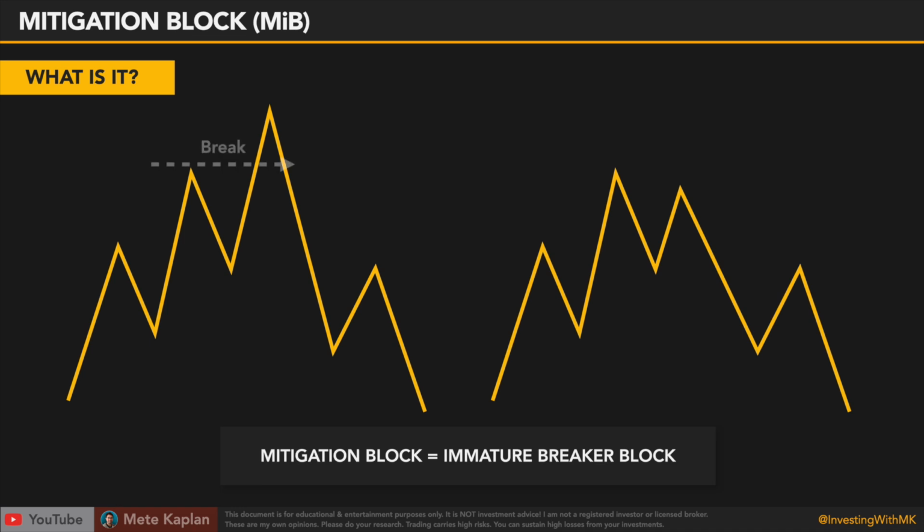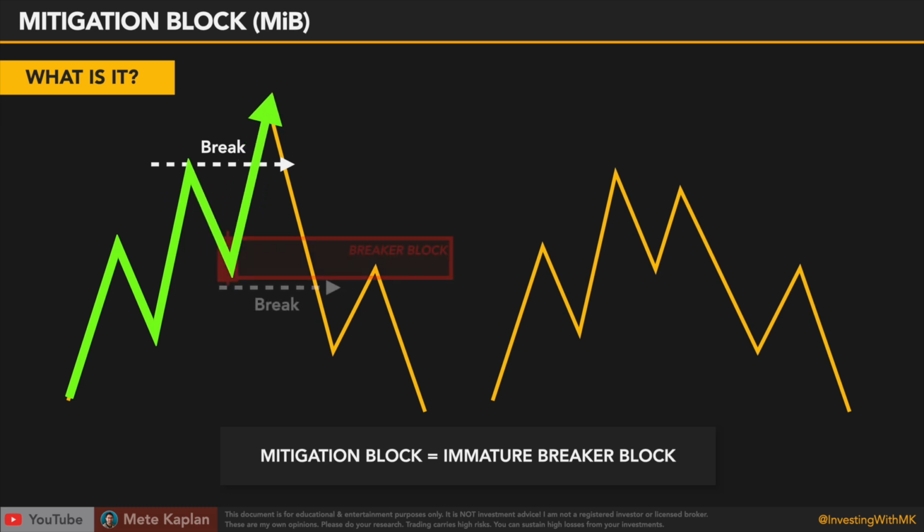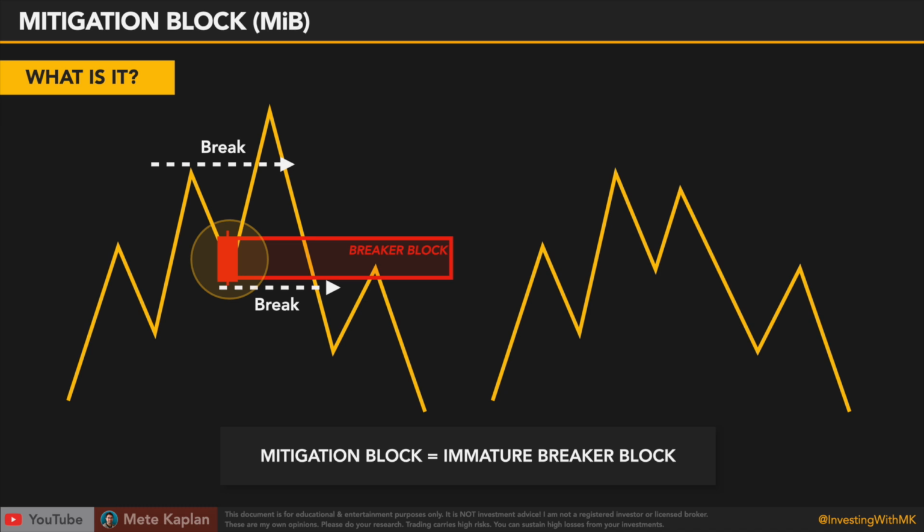Once the price reaches a new higher high with the latest break, as you remember, an order block comes into existence. If this order block fails to hold the price, it becomes a breaker block. So, what is the mitigation block then? It is actually the same thing, exactly, with a single difference.